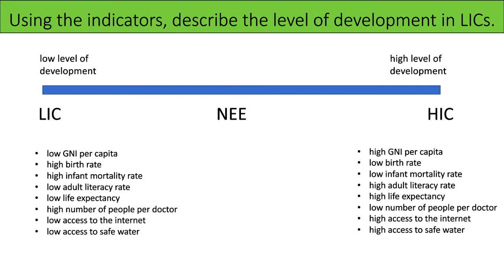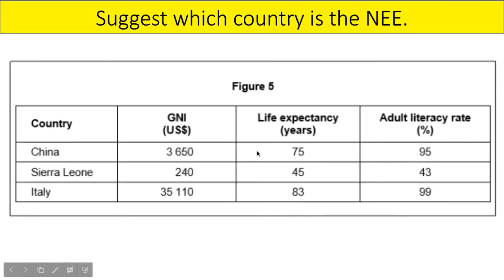So in an LIC, we're going to have a low GNI per capita, a high birth rate, a high infant mortality rate, low literacy rate, low life expectancy, high number of people per doctor, low access to the internet maybe, and low access to safe water. In HICs, we're going to see the opposite, and in NEEs, we're going to be somewhere in between.